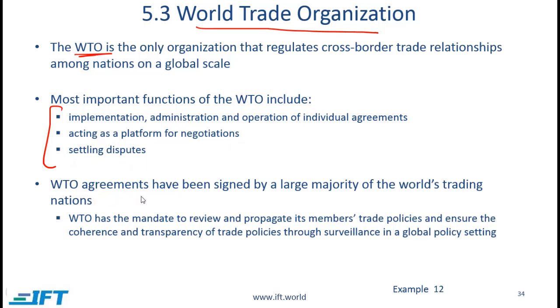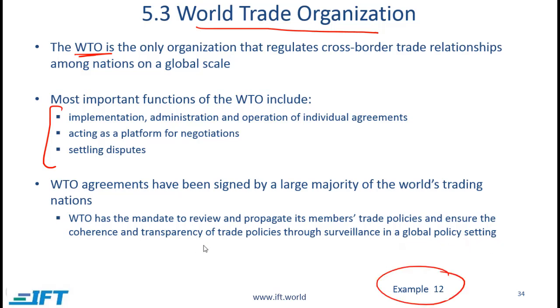WTO agreements have been signed by a large majority of the world's trading nations. The WTO has the mandate to review and propagate its members' trading policies and ensure the coherence and transparency of trade policies through surveillance in a global policy setting.